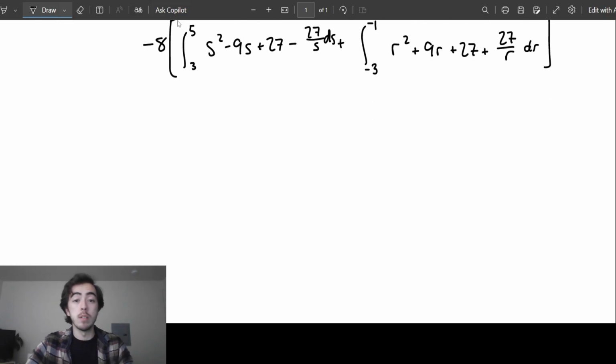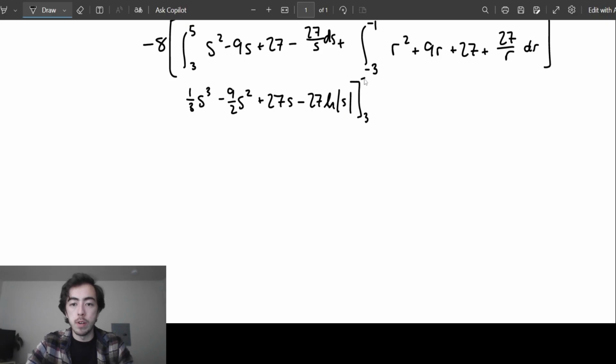Here, let's take the antiderivative of each of our terms. We're going to get 1/3 s cubed minus 9 halves s squared plus 27s minus 27 times the natural log of the absolute value of s. Evaluate that from 3 to 5. Still want that negative 8.